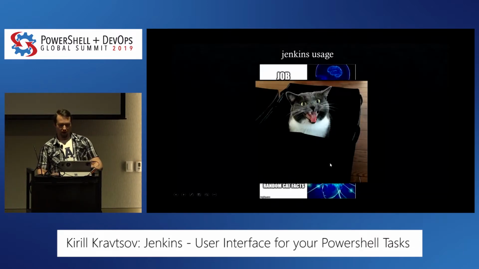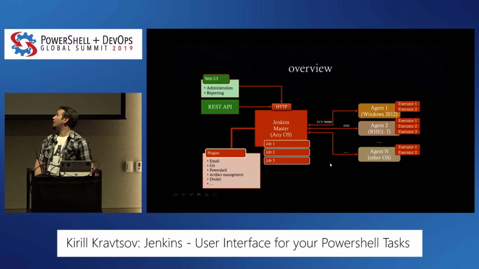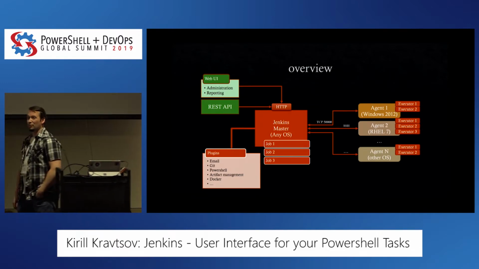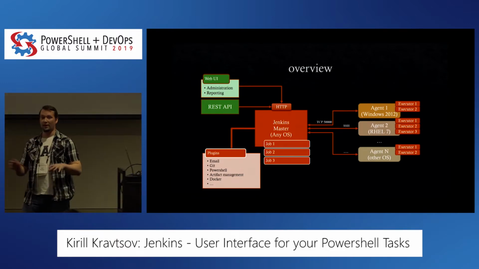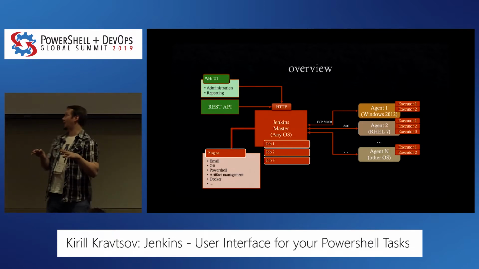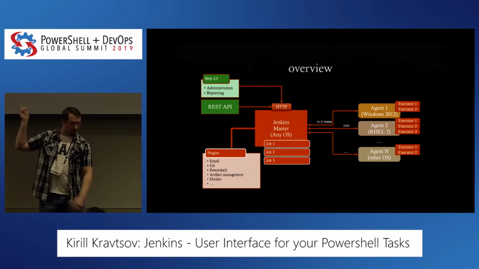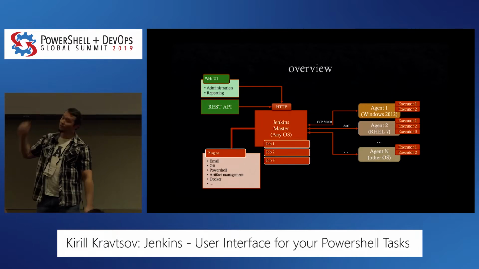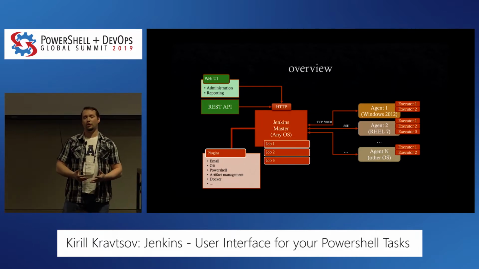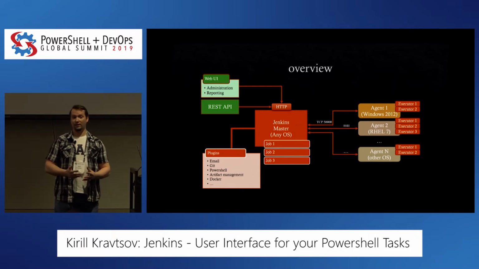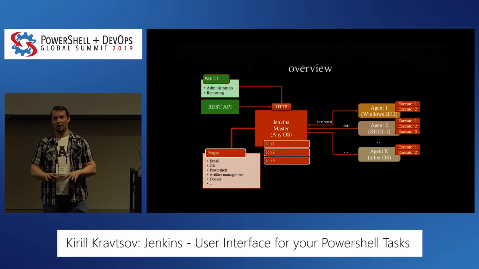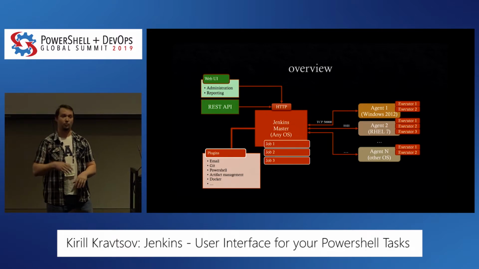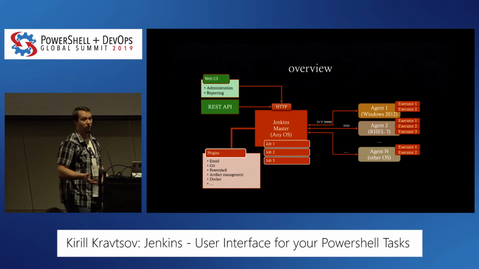Let's see what else do we have. This is roughly what Jenkins looks like if you try to think about it as a system. So right on the top, you have the web UI with which we just interacted. It also has a full REST API, so anything you do with the web UI, you can do with the REST API and call it from PowerShell and whatnot.